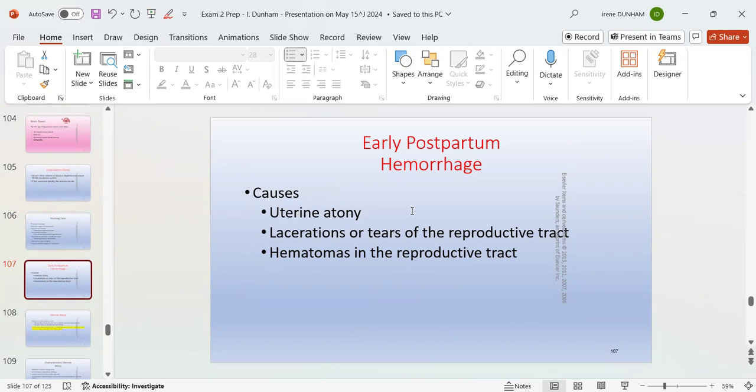On uterine atony, uterus without tone, you would do what? Fundal massage, right? With a laceration or tear, her fundus could be firm but she still has a trickle of blood coming out and it's constant. So that means she has a laceration maybe higher up in the uterus. And the hematoma is usually in the vulva area, and that's a collection of blood in the vulva. These are early postpartum hemorrhages. They all can cause the patient to hemorrhage and then go into shock.